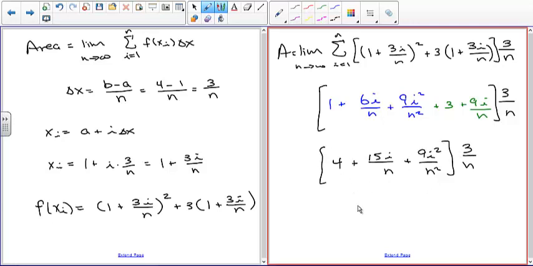So 4 times 3 is 12, so we get 12 over n, plus 15 times 3, 45i over n squared. And then 3 times 9 is 27, 27i squared over n squared.